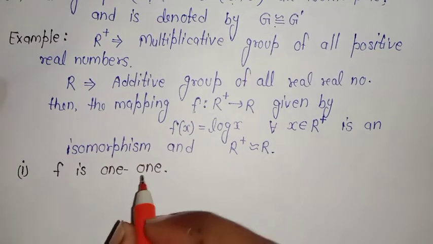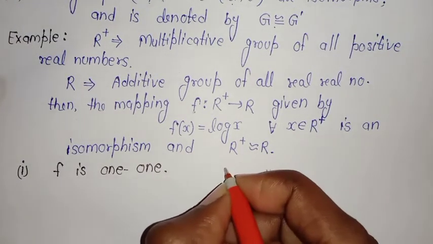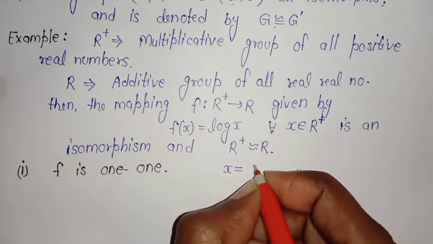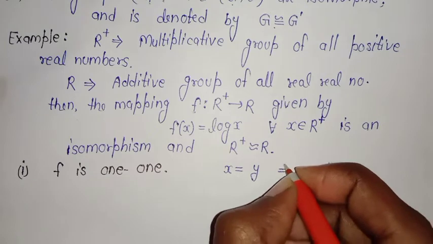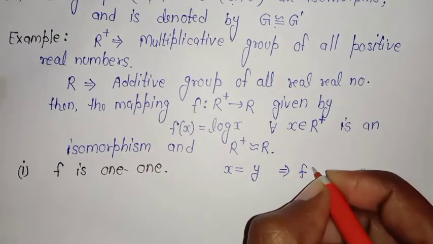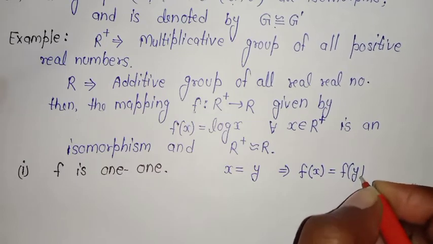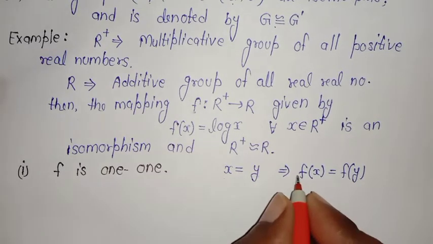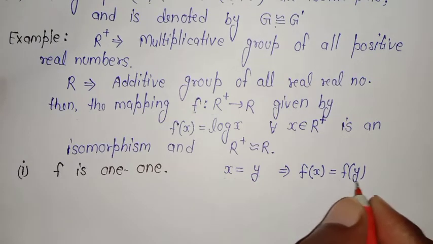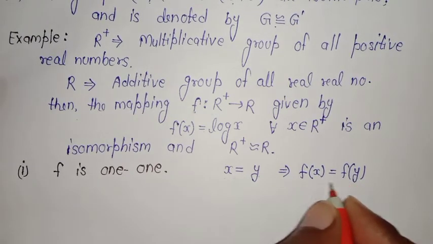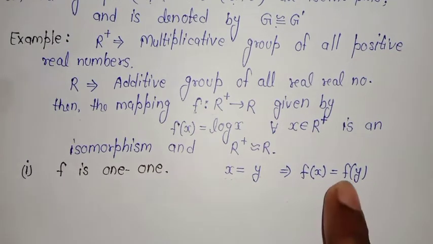How to show that the function is one-one? We all know the one-one condition: if two elements are distinct, then their images should be distinct. That is, if x is not equal to y, then f(x) should not be equal to f(y). We can also start from the reverse: if their images are equal, then the pre-images must be equal. So we will take it from here.